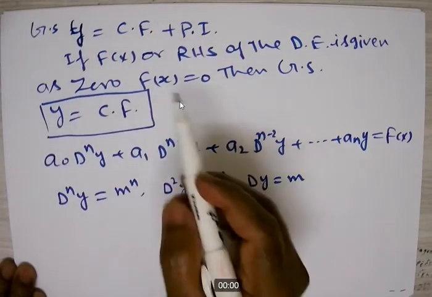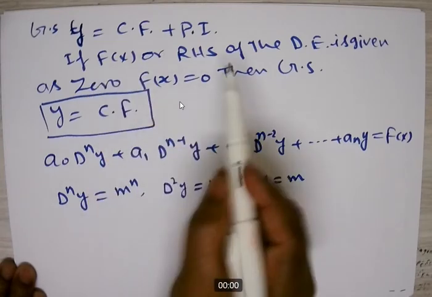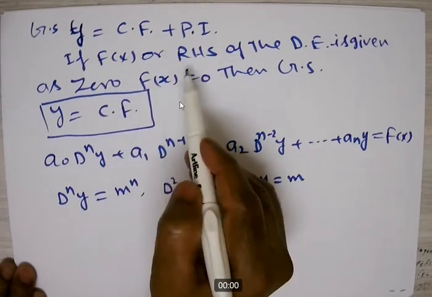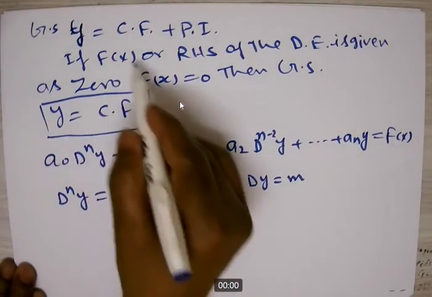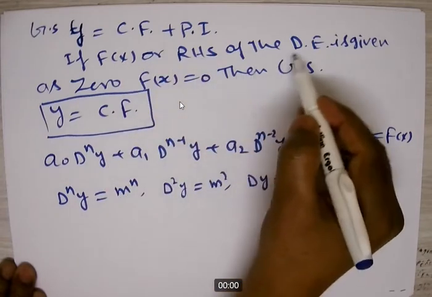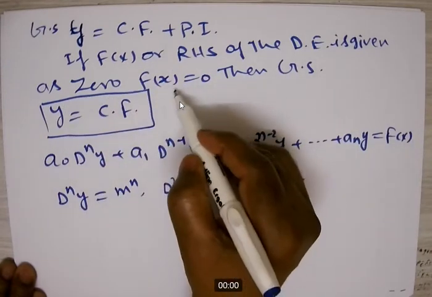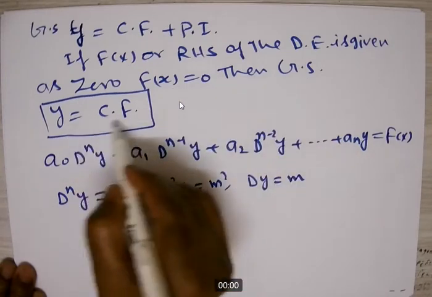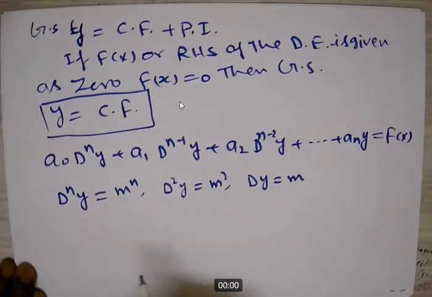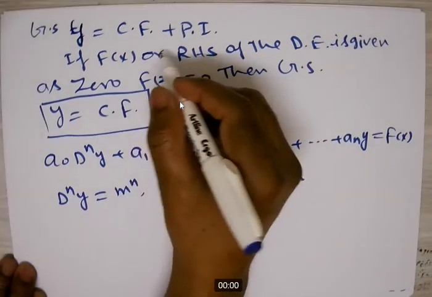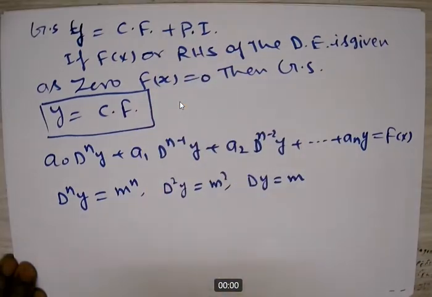Remember that one. And very interesting part: you know that this one is called left hand side, this one is called right hand side. If right hand side, that means f(x) of the differential equation, is given as 0, means f(x) is equal to 0, then general solution is y equal to complementary function. Y equal to complementary function. It means that is how we can write the complementary function, or how we can write the complete solution. General solution you can say, or you can say complete solution also.